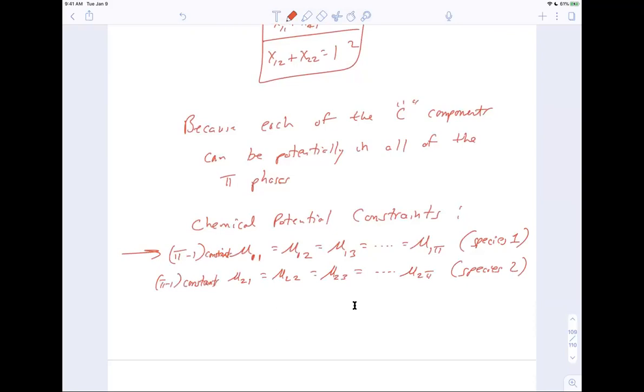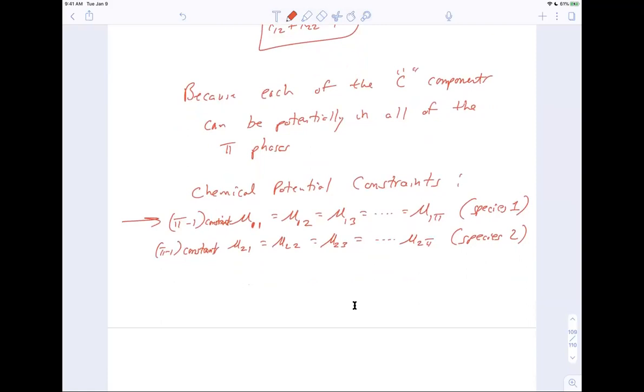Okay. And so we keep going until we get to species C. So we can keep doing this. And so we'll see here that the chemical potential of species C in phase 1 is equal to its chemical potential in phase 2, equal to its chemical potential in 3, and so on and so forth. So this is the chemical potential of species C in phase pi. Okay, and so we can just go down. And so this is going to be another pi minus 1 constraints.